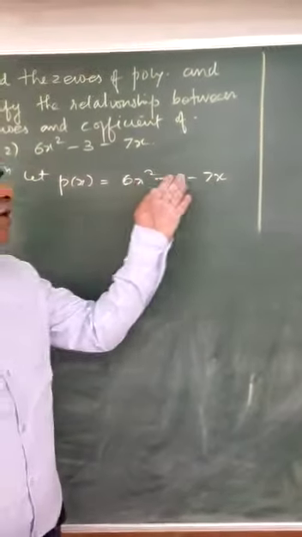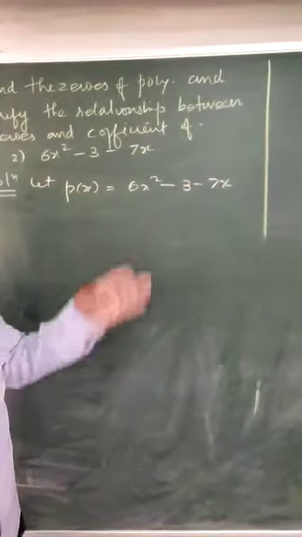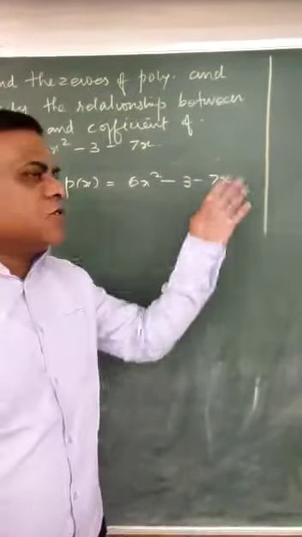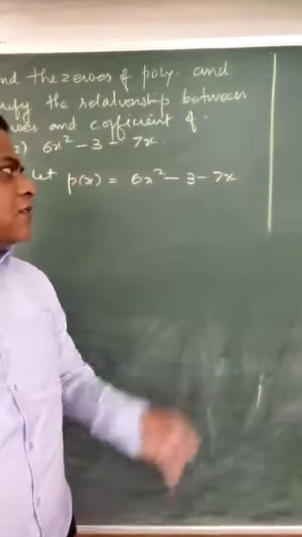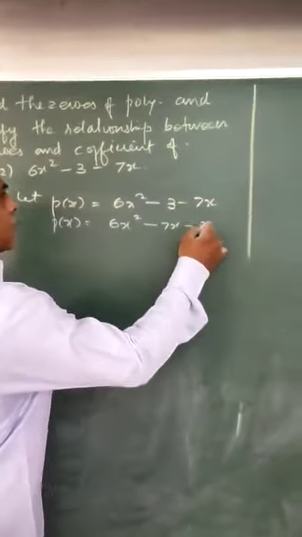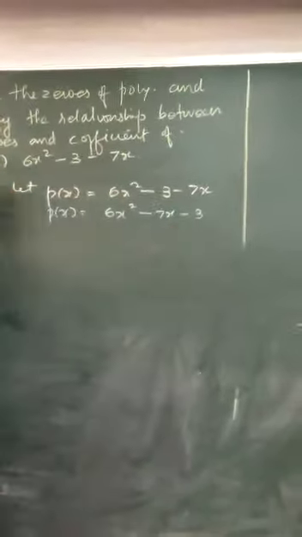If you observe this quadratic polynomial very carefully, we can see that the term x is written in the last position and the constant term is written in the second position. So we can write this as p of x is equal to 6x square minus 7x minus 3. Our next step is to find out the zeros, because we have to verify the relationship between the zeros and the coefficients of this polynomial. To find the zeros, we are going to equate it equal to 0.